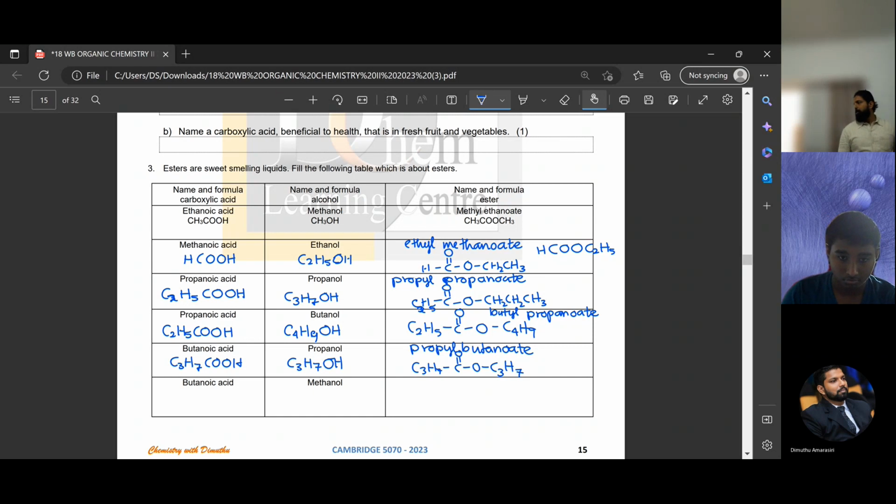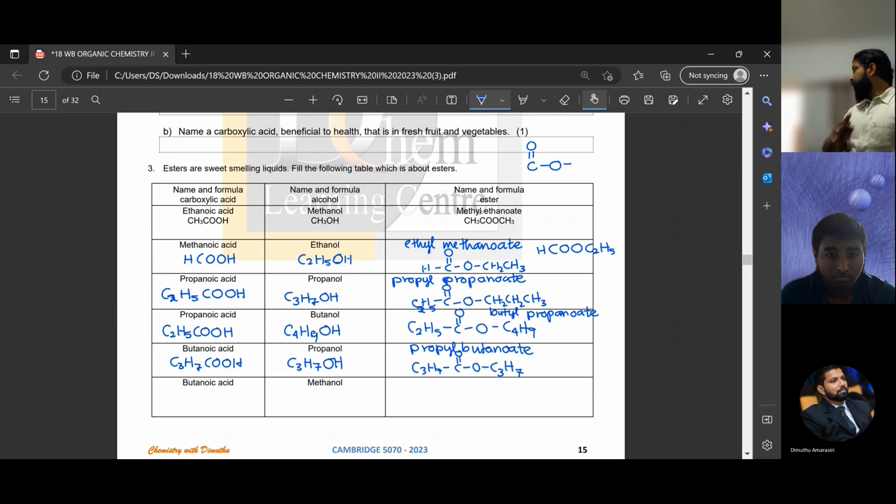C3H7. Then make a shortcut. How do you write the ester straight away? You put the ester bond like this. You put the ester bond like that. And you decide it's propyl butanoate. Right? So propyl butanoate. So propyl means there are 3 carbon atoms in the alcohol side.